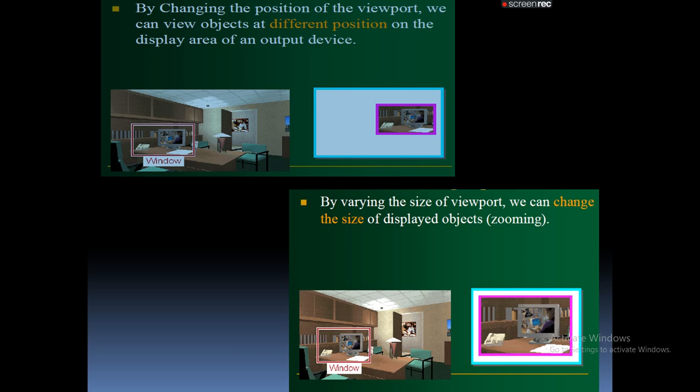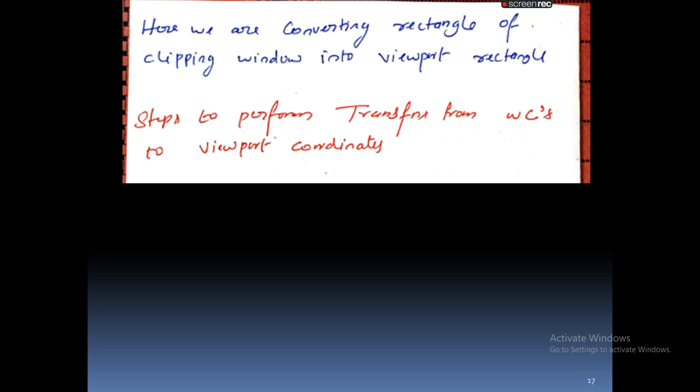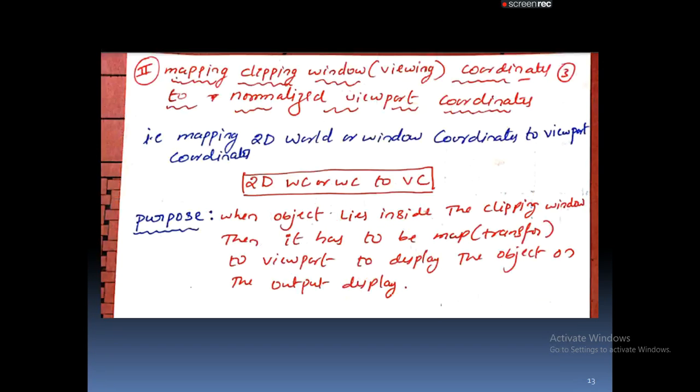So I just want to revise, I want to repeat. How to perform viewing coordinate to viewport coordinate. Please see that I have written here: mapping clipping window coordinate to viewport coordinate, that is, two-dimensional viewing coordinate to viewport coordinate. WC means viewing coordinate here.